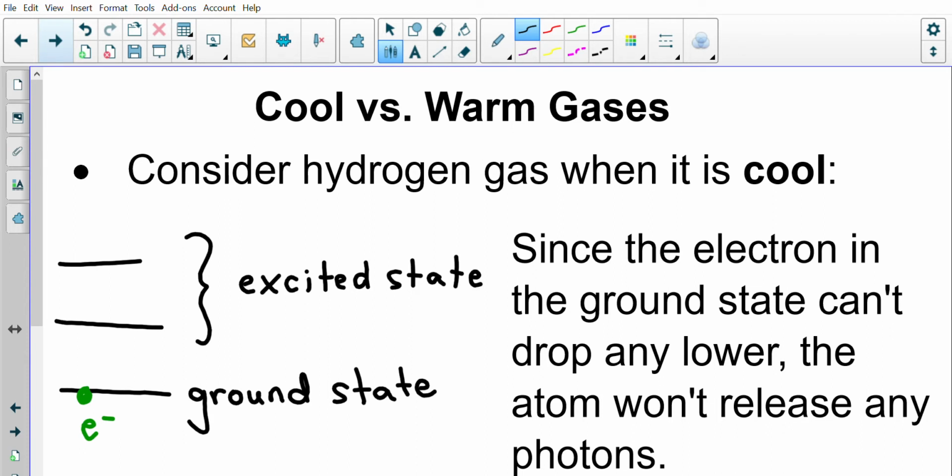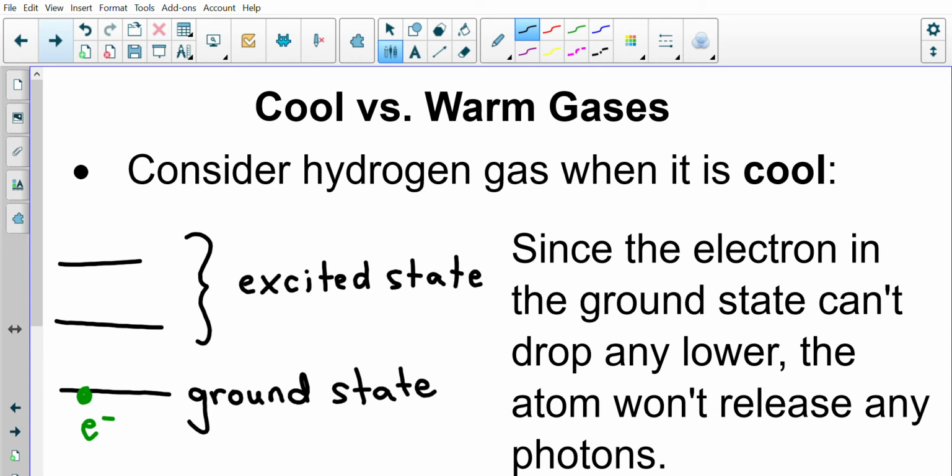Okay, so we're going to look at cool versus warm gases. So consider hydrogen gas when it is cool. This is kind of what I was drawing before. When hydrogen gas is cool, the electron in hydrogen is in the ground state. And since the electron is in the ground state, the atom won't release any photons, right? That electron cannot drop to a lower level. And photons are only released when things drop to a lower level.